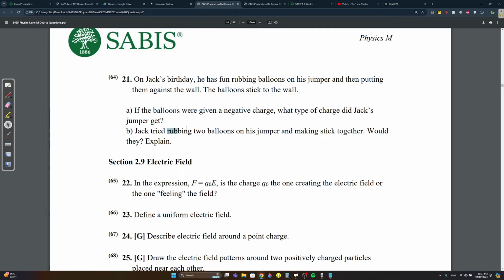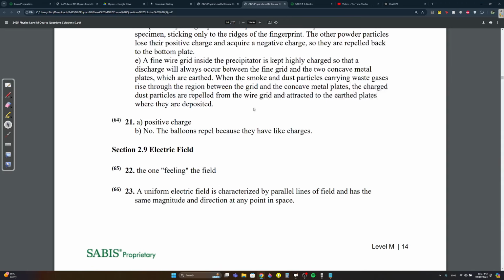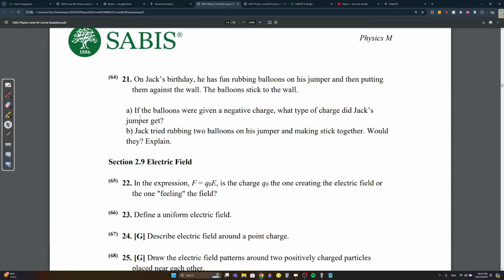Jack tried rubbing two balloons on his jumper and making them stick together. Would they? No, obviously not, because they have like charges. You have two balloons, and when you rub them on your jumper they become negative. So if you put two of them beside each other, they're not going to stick together because they're both negative.